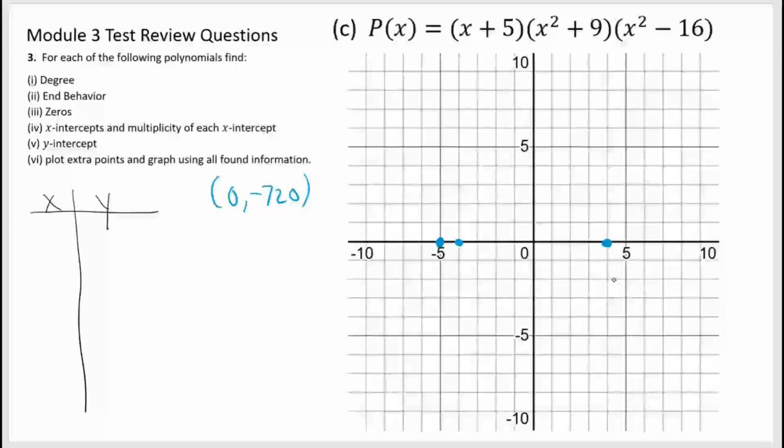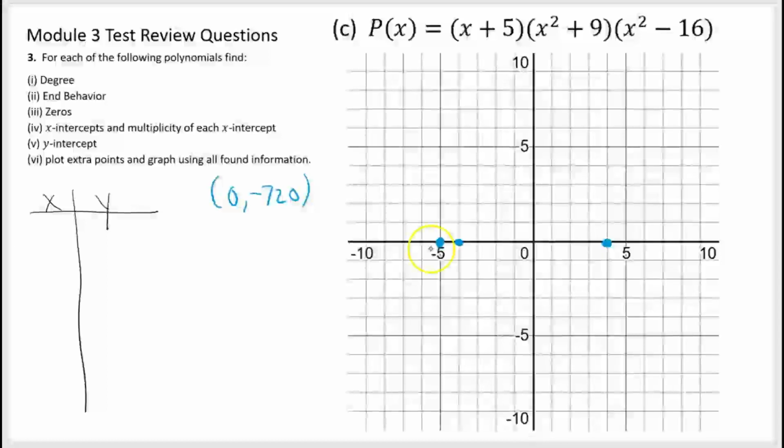Odd multiplicity crosses through, even multiplicity touches and goes back the other way. 0, negative 720, I got a scale issue. I don't know what I want this Y scale to be. The X scale is fine. The Y scale is not going to work out. So I need to figure out what to plug in.